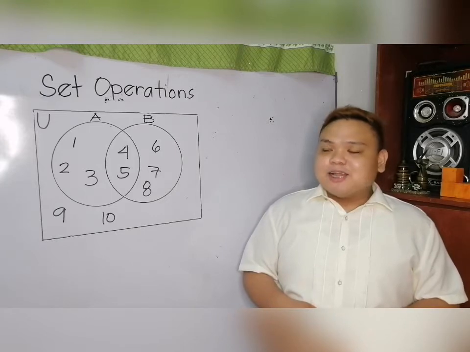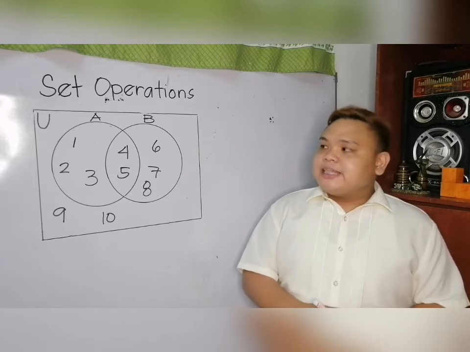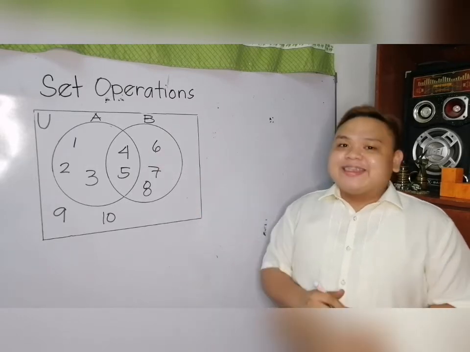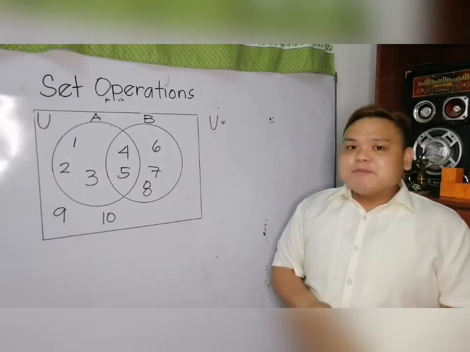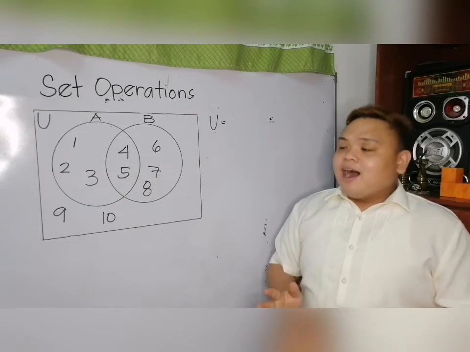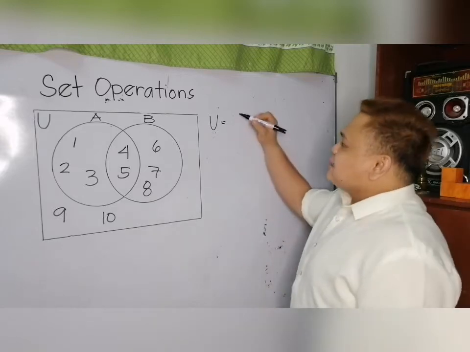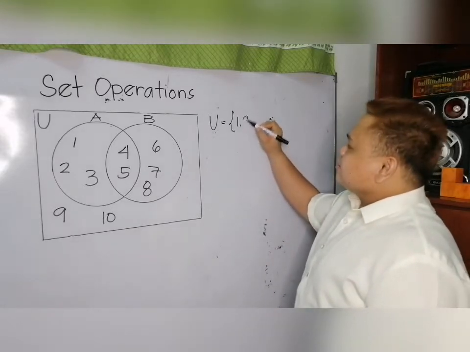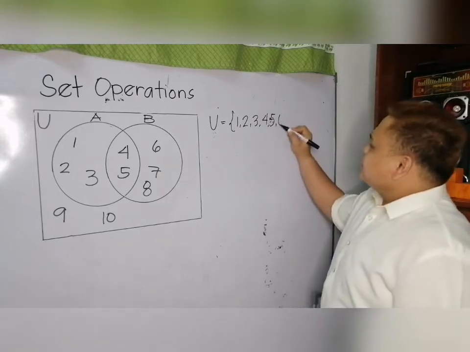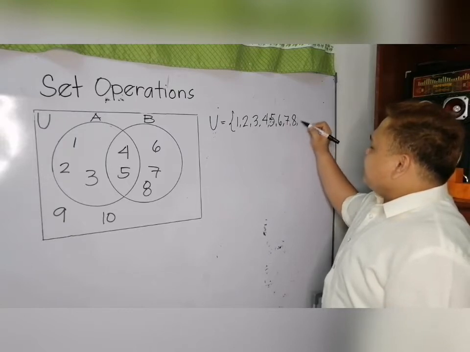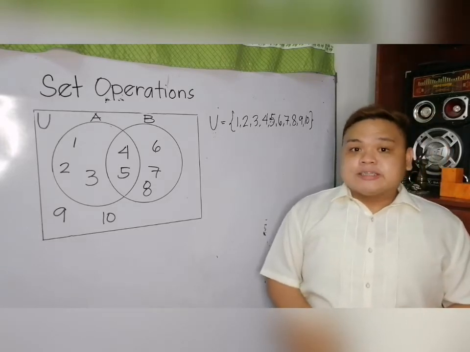Our topic for today is all about set operations using Venn diagram. But before that, let us first identify the sets in our given Venn diagram. So first, we have our universal set. Always remember that the elements of the universal set are all elements inside our given Venn diagram. So in that case, you have here 1, 2, 3, 4, 5, 6, 7, 8, 9, and 10. Those are the elements of our universal set.